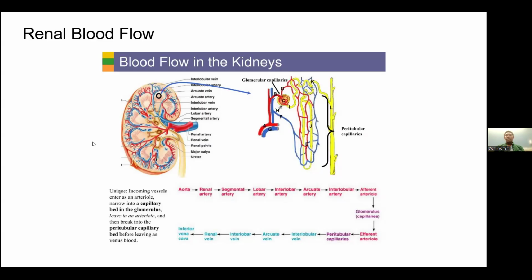With regards to renal blood flow specifically, the kidneys receive 20 to 25% of cardiac output. Renal blood flow is mainly determined by the pressure gradient between the renal artery and the renal vein. And the resistance within the glomerular capillary is determined mainly by the afferent and the efferent arterioles, and that allows independent regulation of renal perfusion and glomerular filtration rate, as we will talk about.